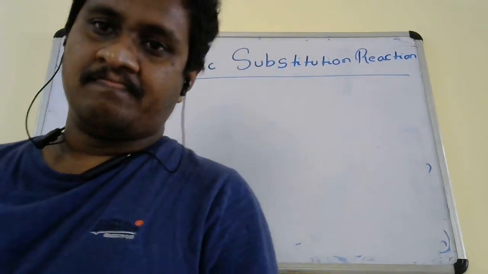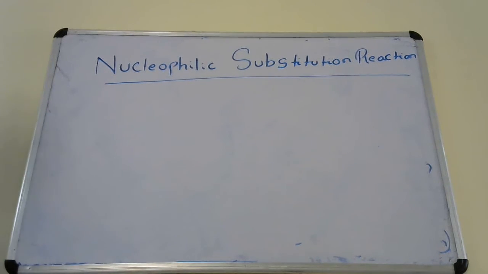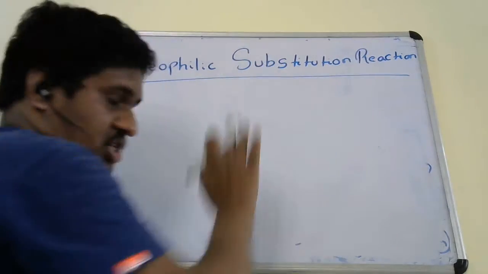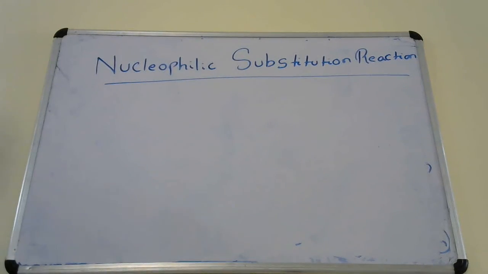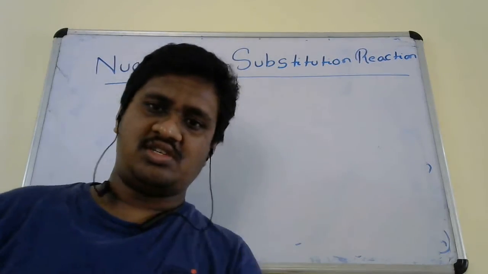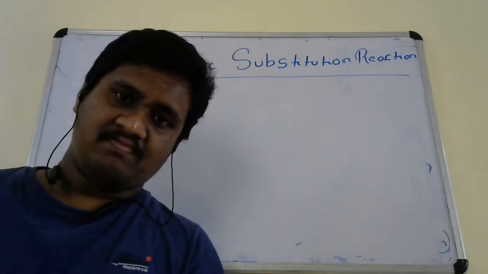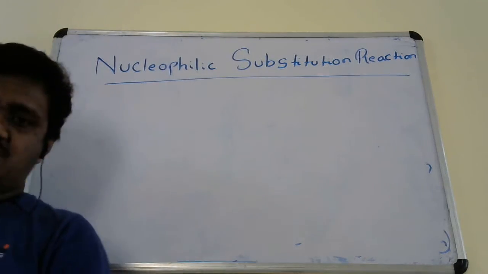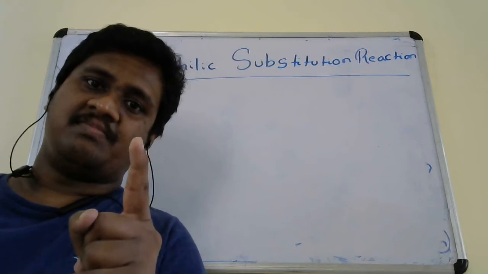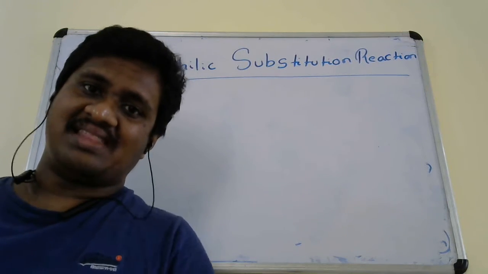Hello students. Today's class we will discuss a very important reaction in the chapter haloalkanes and haloarenes, that is the nucleophilic substitution reaction. Now what is substitution? In the presence of one atom, another atom is there. Means one atom is being replaced by another atom.